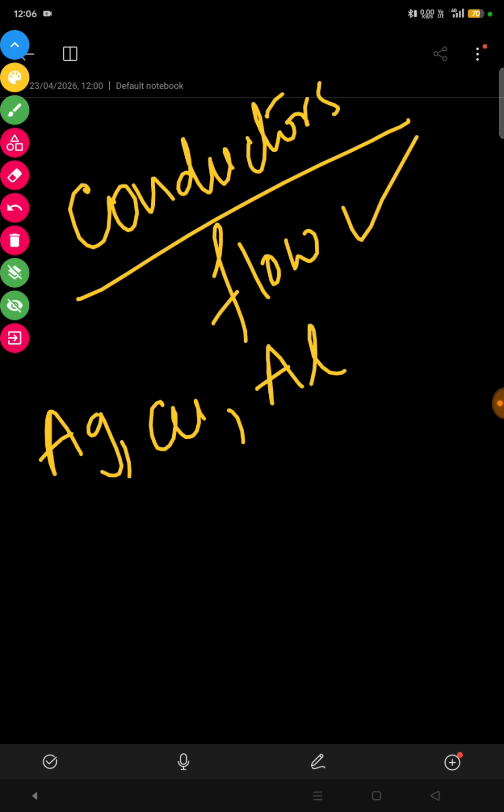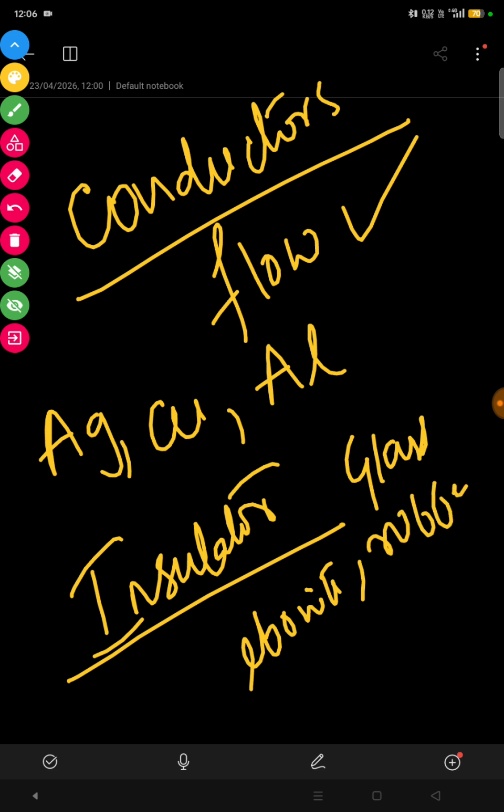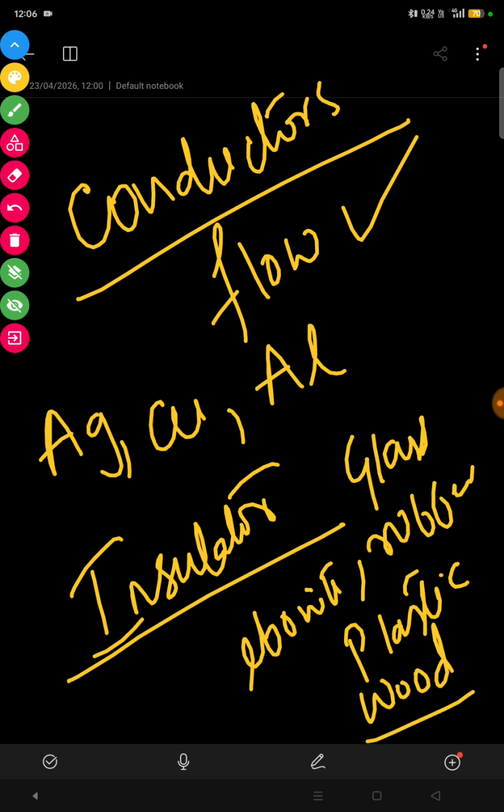Now what are insulators? Insulators are those substances through which electricity cannot flow. For example, glass, ebonite, rubber, plastic and wood. These are all insulators through which electricity cannot pass.